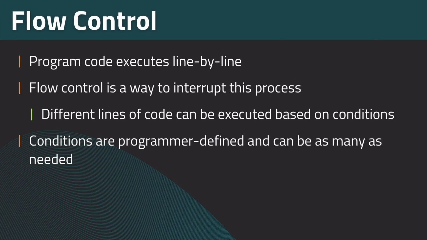So first we need to talk about flow control. Program code executes line by line, and flow control is a way to interrupt this line by line process. We can have different lines of code that can be executed based on different conditions. These conditions are programmer defined, and you can make as many conditions as you need in order to get your program to run and the job completed.